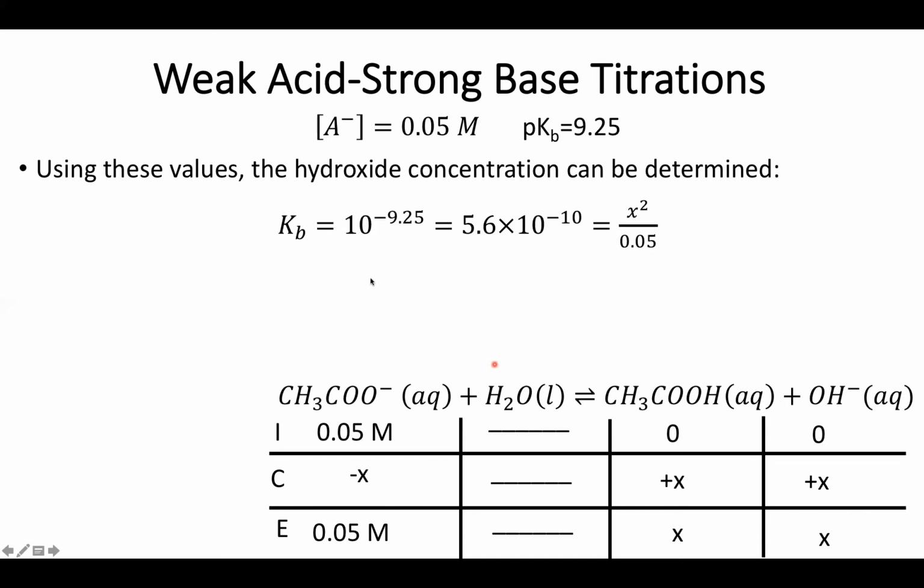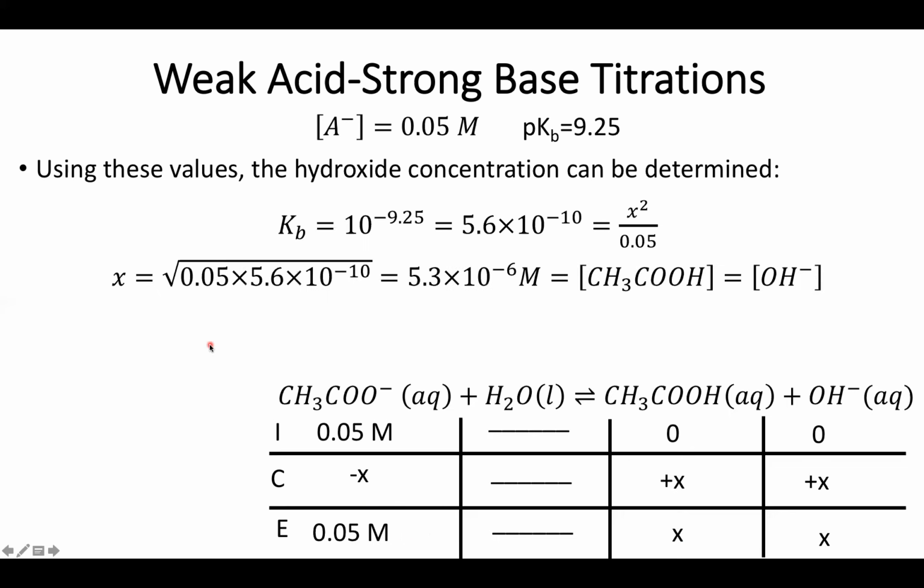So we can then plug this into our equilibrium constant, which can be given as 10 to the negative pKb, which is about 5.6 times 10 to the negative 10. And again, that will equal products over reactants, again, assuming X is small. And by solving for X, which will be the same as both the hydroxide and the acetic acid concentration, we find that, yes, that value is actually quite small. In fact, it's on the order of 5 times 10 to the negative 6. So really will have very negligible impact on that 0.05 molar acetate concentration.